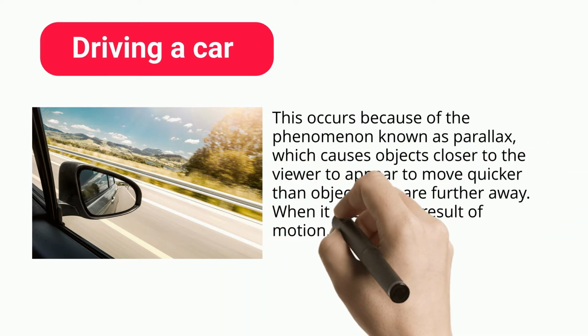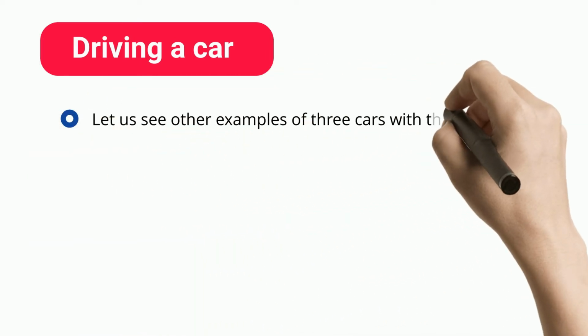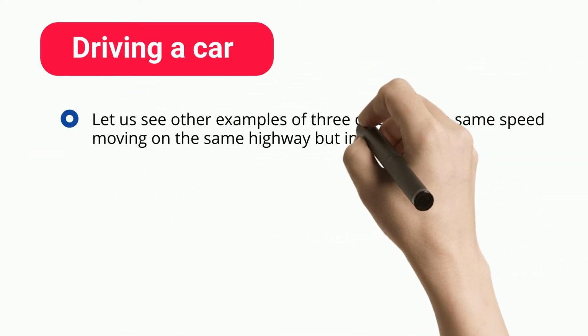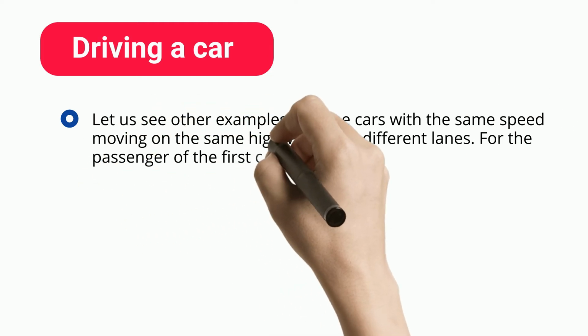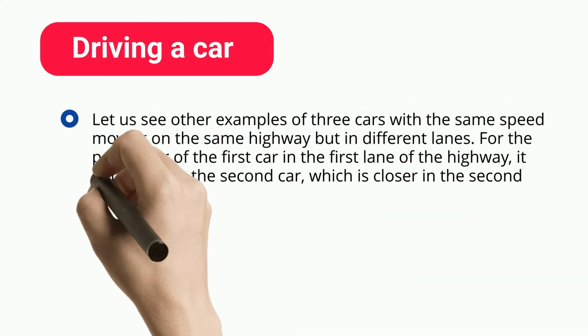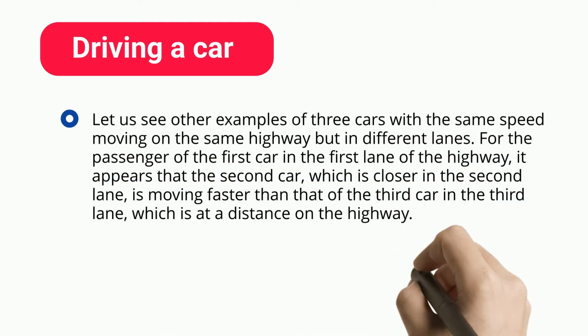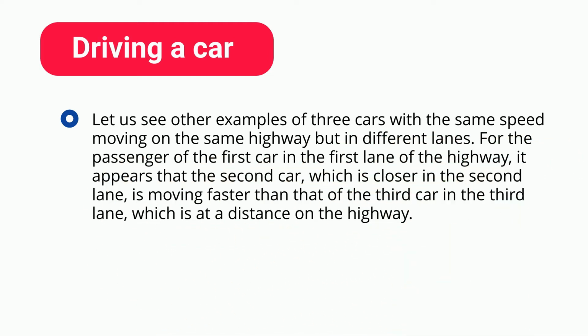When it occurs as a result of motion, it is referred to as motion parallax. Let us see other examples of three cars with the same speed moving on the same highway but in different lanes. For the passenger of the first car in the first lane of the highway, it appears that the second car, which is closer in the second lane, is moving faster than the third car in the third lane, which is at a distance on the highway.